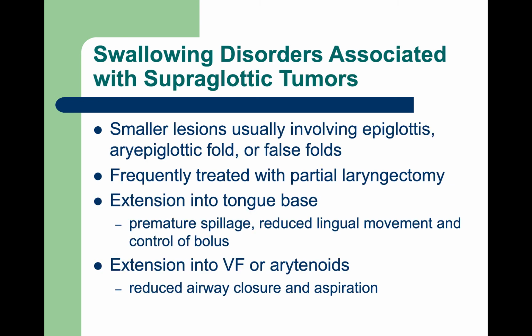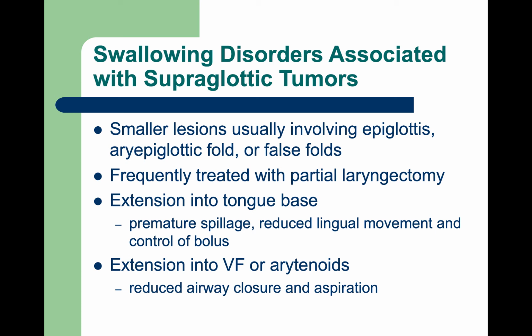So first of all, let's look at supraglottic tumors. If it's supraglottic, that means it's located above the ventricle. The ventricle is the space between the false folds and the true folds. So we are typically talking about smaller lesions. They may also involve part of the epiglottis, part of the aryepiglottic fold, or part of the false folds.